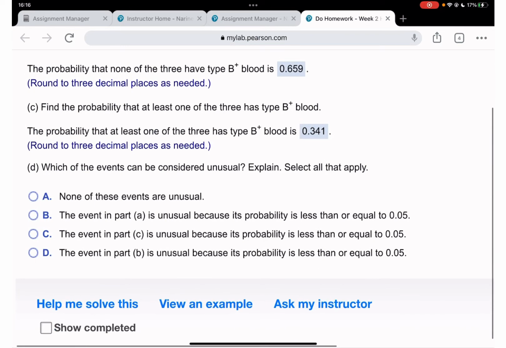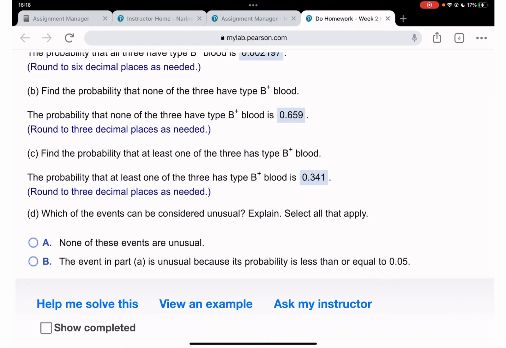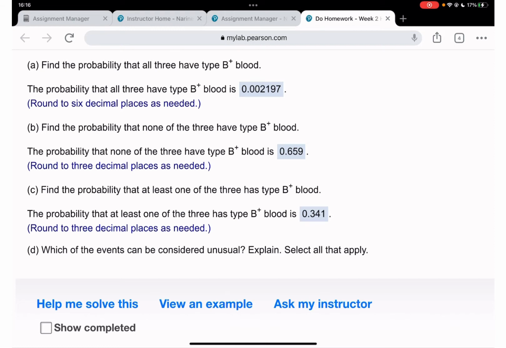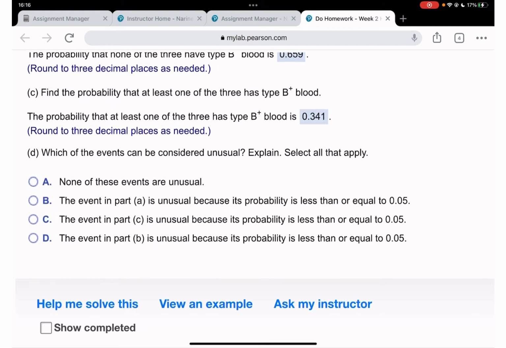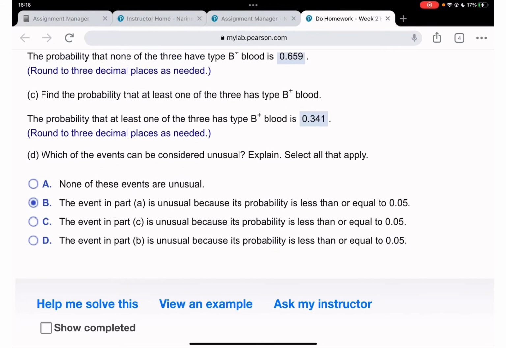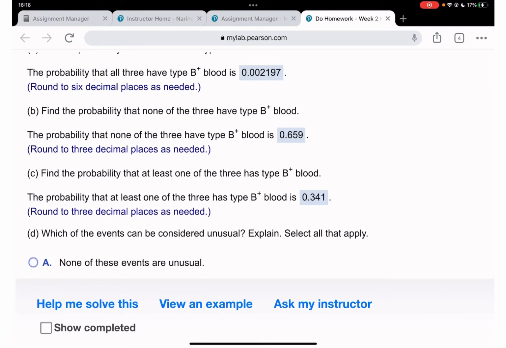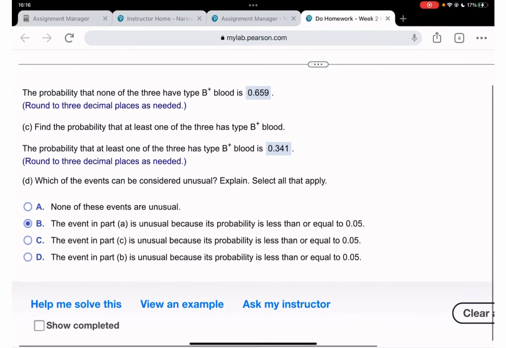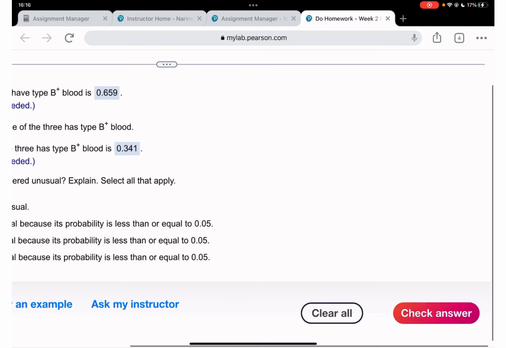Next, which event of this event is considered unusual? Unusual is in part A, because the probability here is less than 5%, it is 0.2%, which is least likely. So part A is this one, because it's not even 1%, that's 0.2%, that's unusual. Okay, and this is going to be our answer. Let me check it.